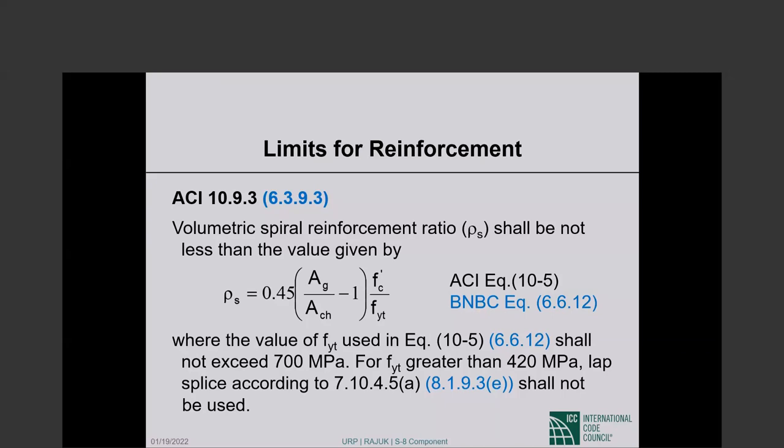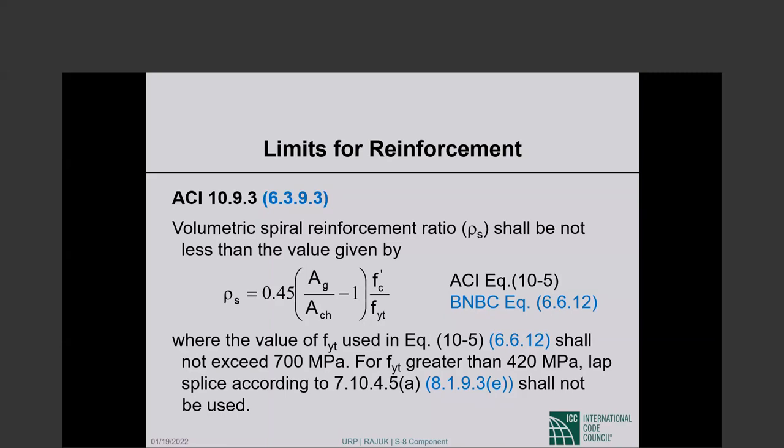so rho sub S, the volumetric spiral reinforcement ratio, shall not be less than the value given by the expression, where F sub YT shall not exceed 700 MPa. That's 100 KSI. This is the place where we went to high strength reinforcement first. 100 KSI. This is already 2008. I believe we did that in 2002 or 5. I don't remember. For F sub YT greater than 420 MPa, lap splice according to such and such shall not be used.